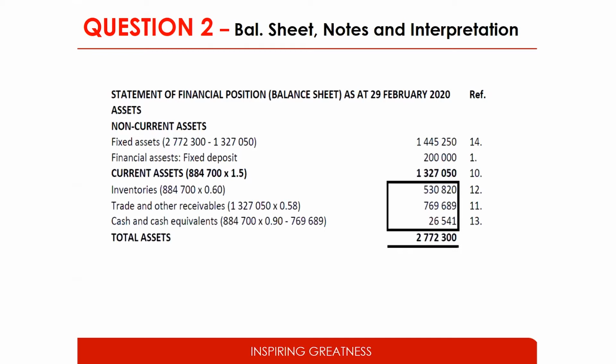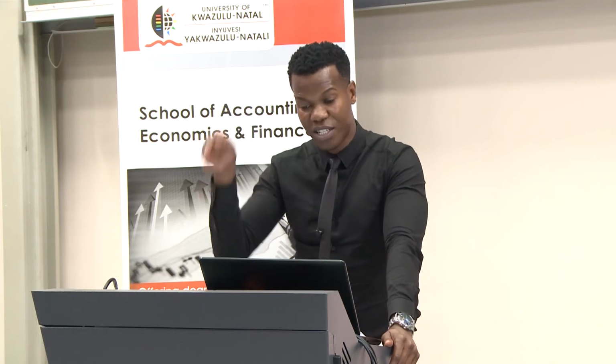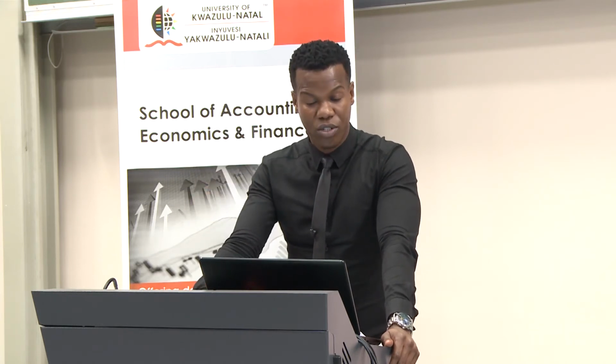Then the next thing that you are able to get as well, as per the information you are told on your financial indicators, is that trade and other receivables amount to 58% of the current assets. So you just multiply by the 58% because you already have your current assets figure. And then you move again swiftly to your number 12. Now number 12, on my reference on the side, is inventories.